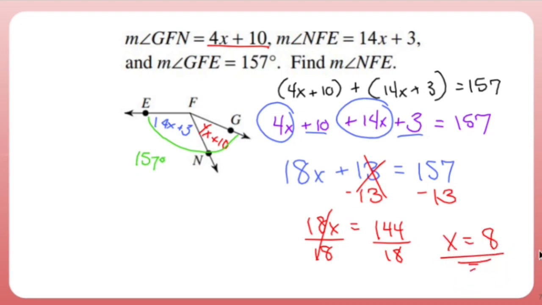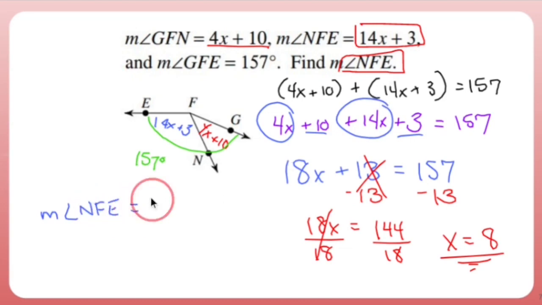Are we done? No. It's not asking me to find x. It's asking me to find NFE. NFE is 14x plus 3. So the measure of angle NFE is going to be 14 times x, which is now 8, plus 3.